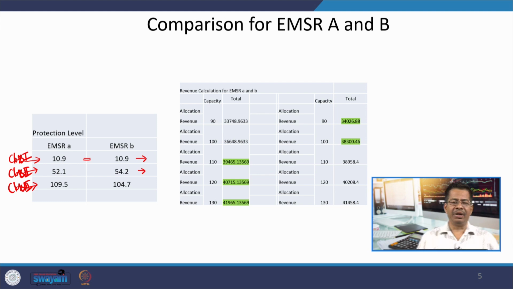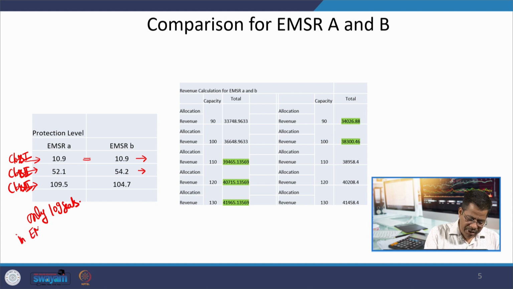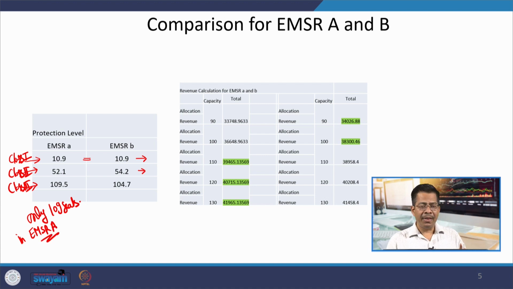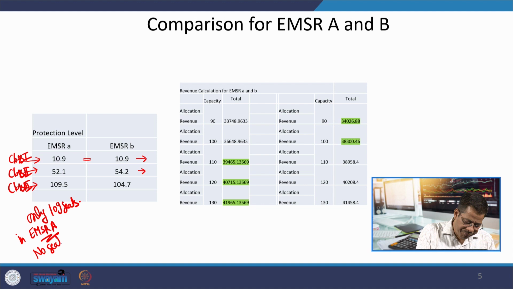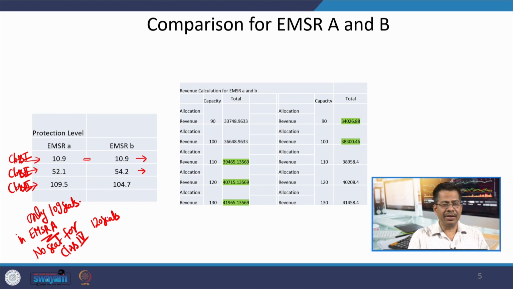Now, for example, if your system has only 109 seats, in EMSR A you will not allocate any seat to class 4. But for example, if you have a system where you have 120 seats, in that case you will allocate 11 seats for class 4.